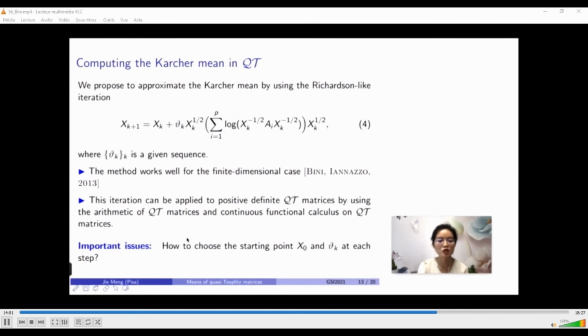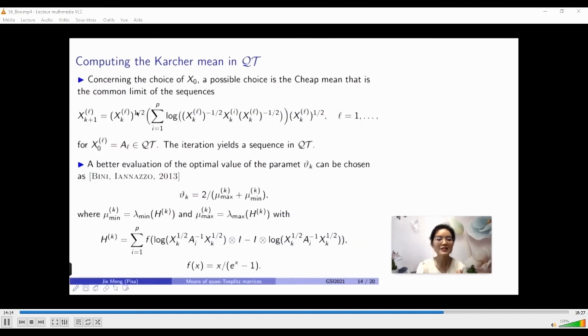But there are still two important issues left. The first one is how to choose the starting point x0 and how to find an optimal parameter theta k at each step. Concerning the choice of x0, in fact, any positive definite x0 is okay for this iteration, but we prefer a choice of x0 that is quite close to the Karcher mean, so that the convergence is faster. So a possible choice is the chip mean, which is the common limit of these sequences.